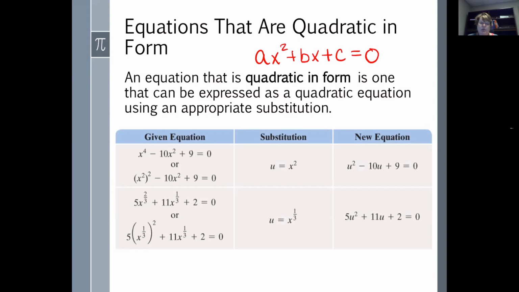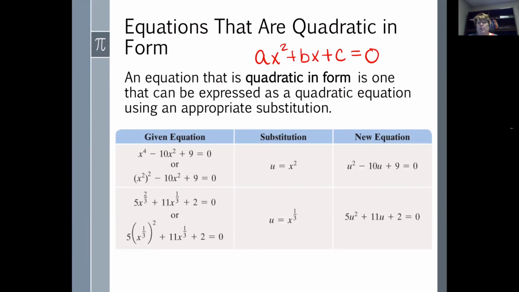Look at the second equation. I have 5x to the 2/3 plus 11x to the 1/3 plus 2 equals 0. Is 2/3 2 times 1/3? Yes. 2/3 is equal to 2 times 1/3. So that is an equation that's quadratic in form. So I can solve it by making a substitution. I let u equal the second variable. Every time I make this substitution, I let u equal the second variable. So in the first example, the second variable was x squared. I let u equal that.